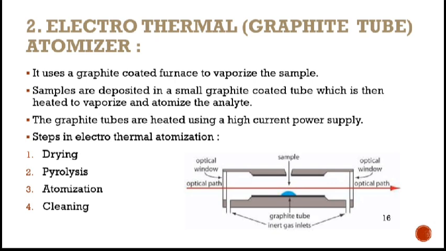The second one is the electrothermal or graphite tube atomizer. It uses a graphite coated furnace to vaporize the sample. Samples are deposited in a small graphite coated tube which is then heated to vaporize and atomize the analyte. The graphite tubes are heated using a high current power supply. Steps in electrothermal atomization are drying, pyrolysis, atomization, and cleaning.